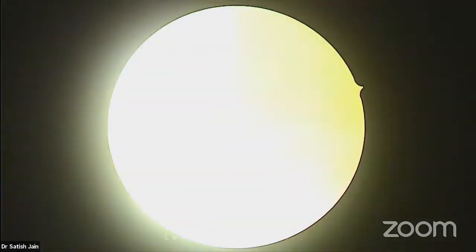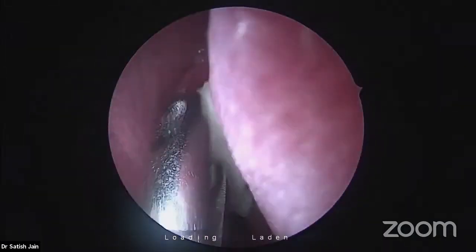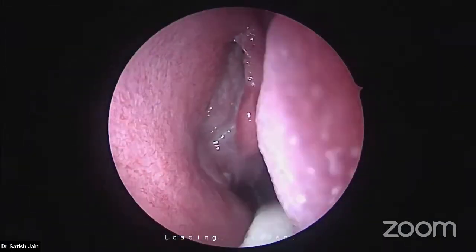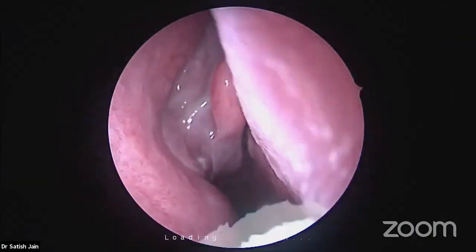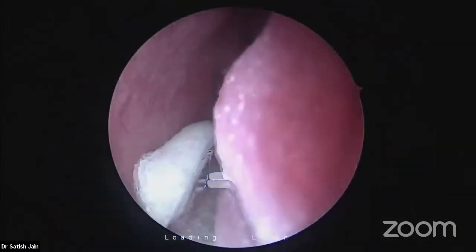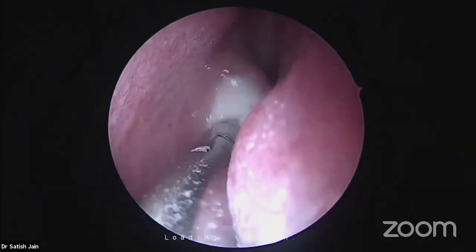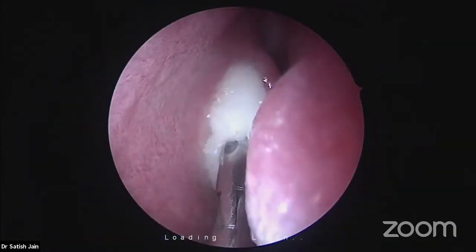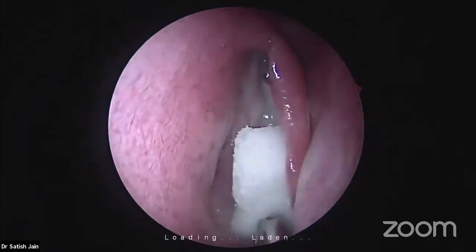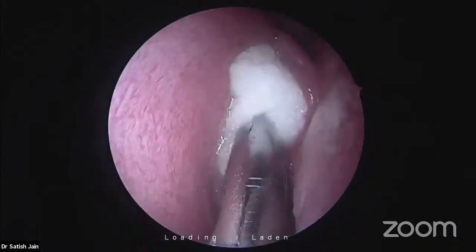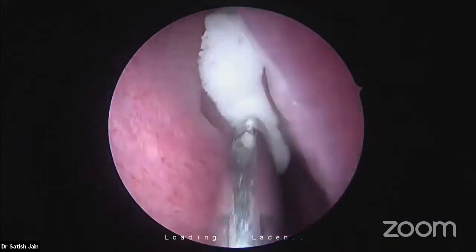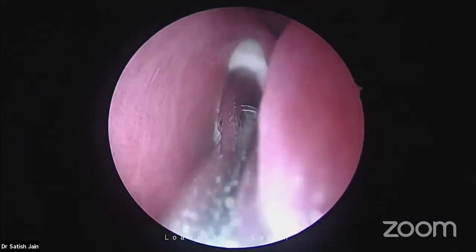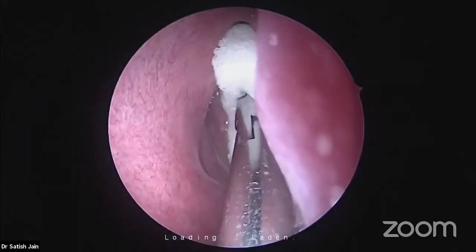Dr. Man Prakash Sharma is watching, and he has commented, great surgical demonstration, dear Satish. He is my favorite teacher. I am grateful to sir. Thank you, sir, for always being with us. He's a great person, a great teacher, and a lot to learn from him always. He encourages always, supports always for everything.